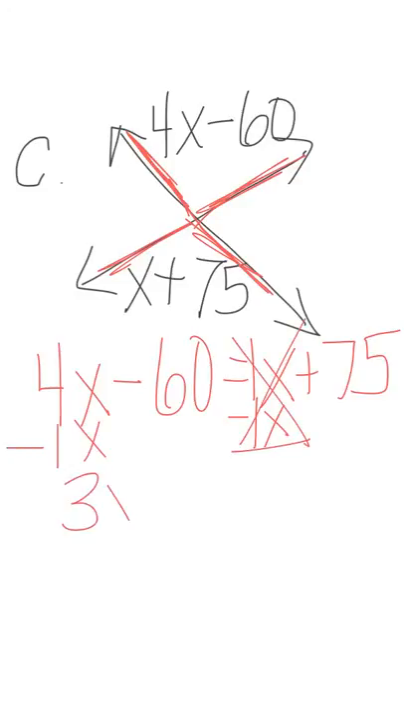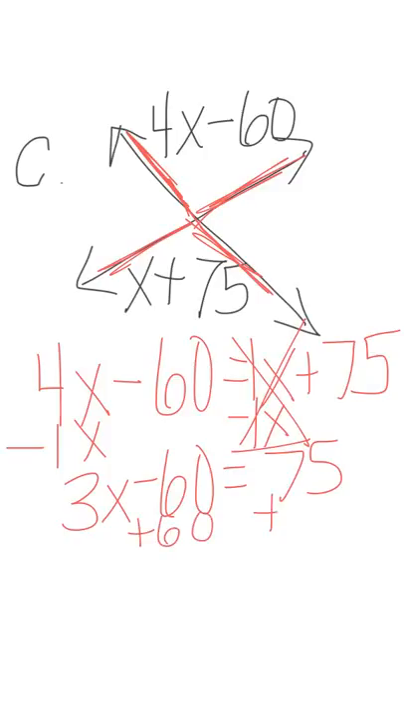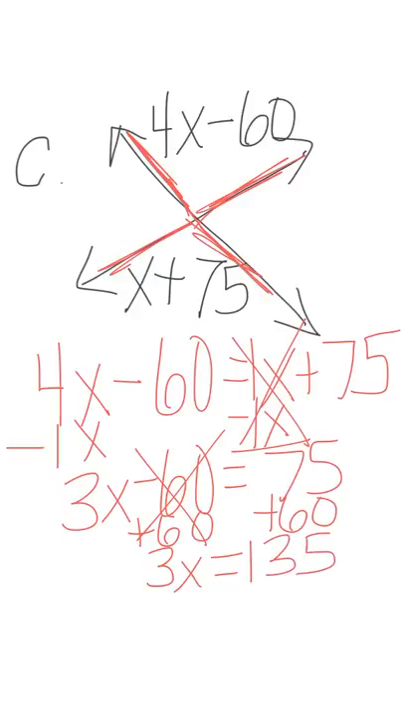That leaves us with 3x minus 60 equals 75. Now we need the constants over on the right, so we're going to get rid of the negative 60 by adding 60 to both sides. That leaves us with 3x equals, and then we have 75 plus 60, which is 135. Now to get rid of the 3, we divide by 3 on both sides, and x is going to equal 45.